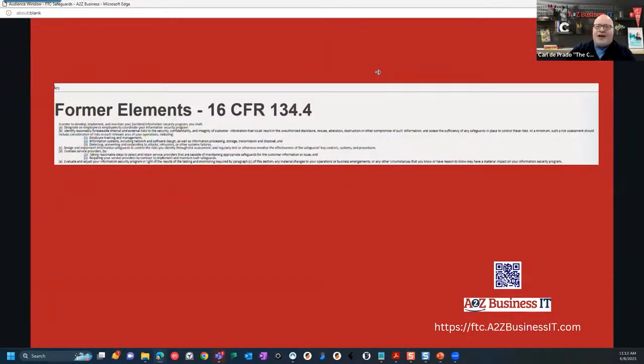To give you a quick idea, these are the former rules that are still in place until tonight at 11:59 and 59 seconds. I'm not going to go through them, but it's maybe about 300 words. It's very small, very easy to manage, and not very deep in scope.